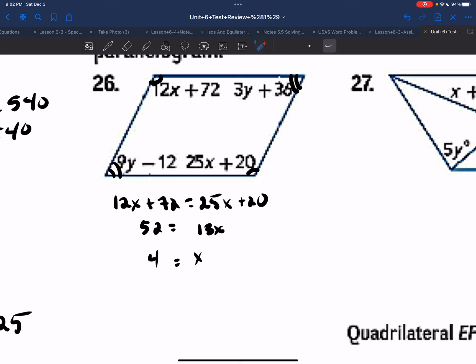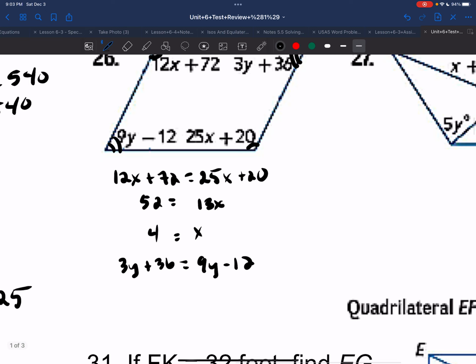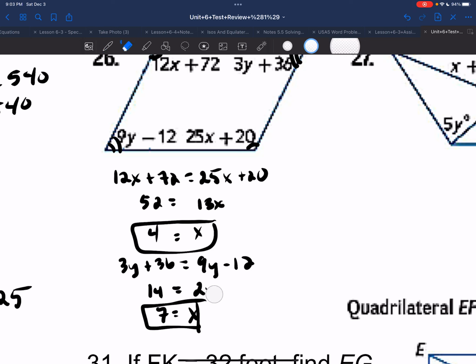And then I'm going to go ahead and do the other one, because since I solved for x, I need to solve for y now. So I'm comparing these two expressions over here: 3y plus 36, which is equal to 9y minus 12. And then I'm going to go ahead and solve for y. That's going to give me, let's see, 14 on the left side, which is equal to 2y on the right side. So 7 is equal to y over here. Whoa, sorry, this is supposed to be a y. And then that's a y too. Okay, so I have x equals 4 and then y equals 7. That's it.